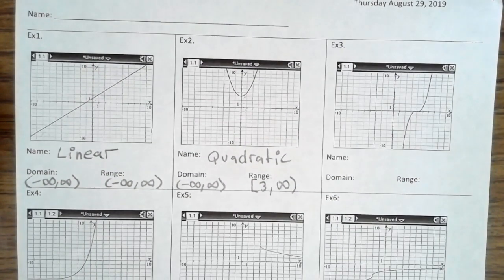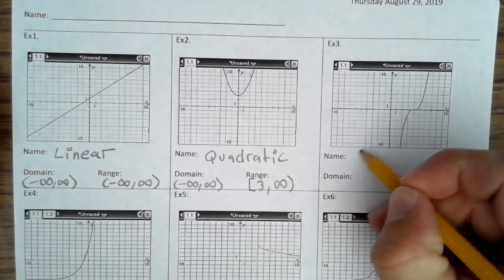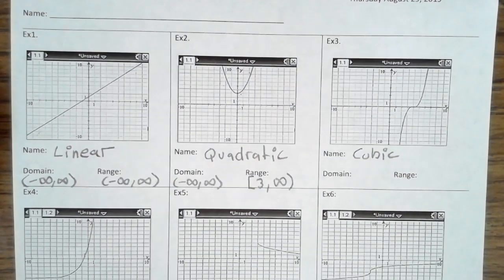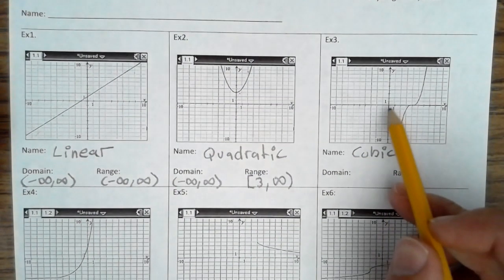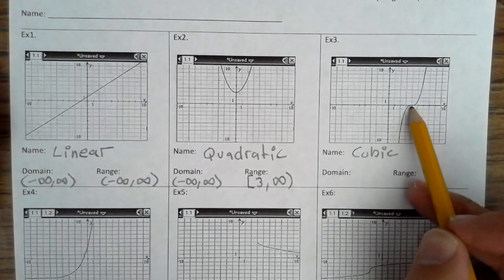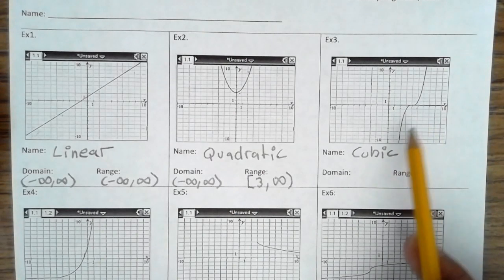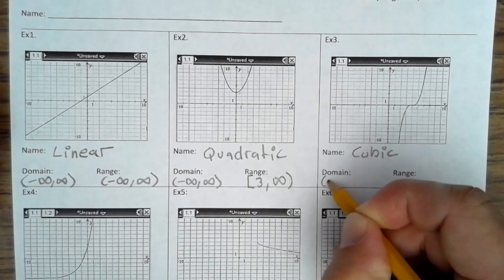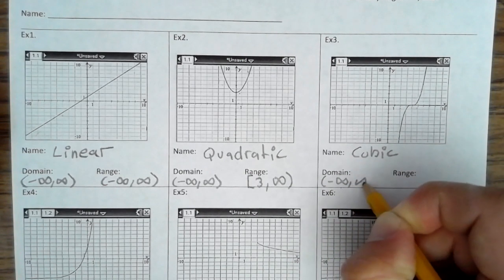Example 3. Now, this one is cubic. And again, you identify the name of the function by its shape. And cubic's domain and range, no matter how it's shifted, looks like to the right 1, 2, 3, 4, looks like 4 units. But domain and range for cubic, no matter the transformation, are always negative infinity to positive infinity.